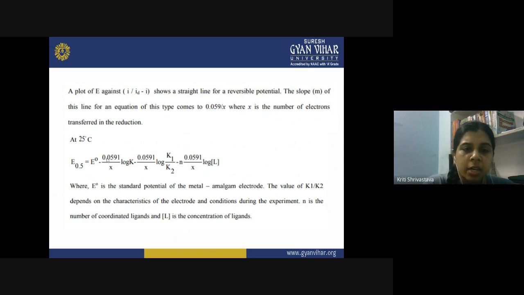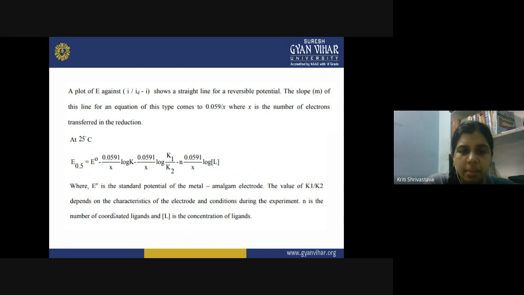And E naught is what? It is the standard potential of the metal amalgam electrode. So that standard potential, we can get it from the literature. It is a constant, and the value is always fixed. So you can get it from the literature. So this is the value which is known to us. The value of K1 upon K2.